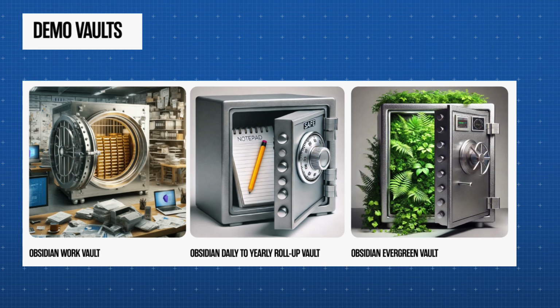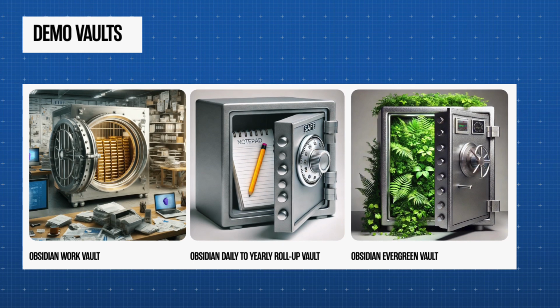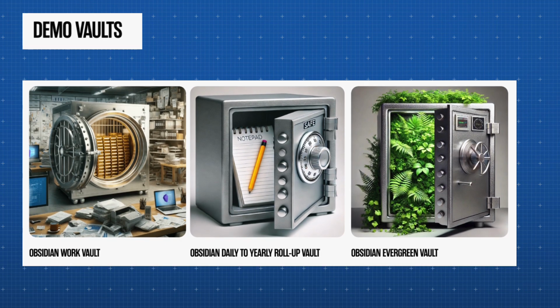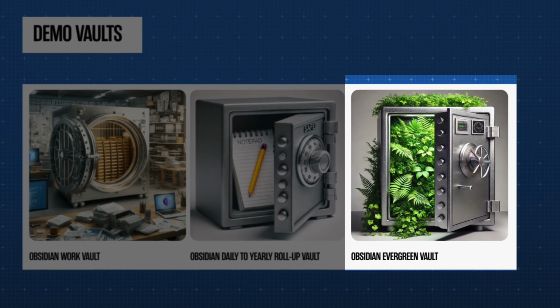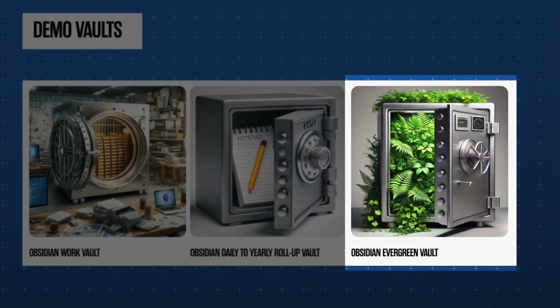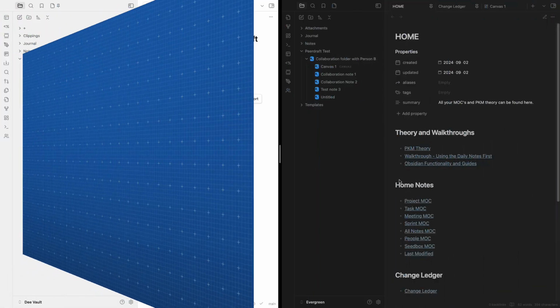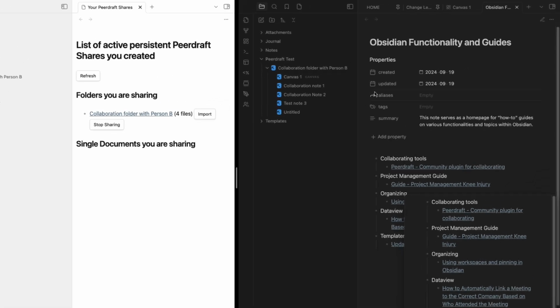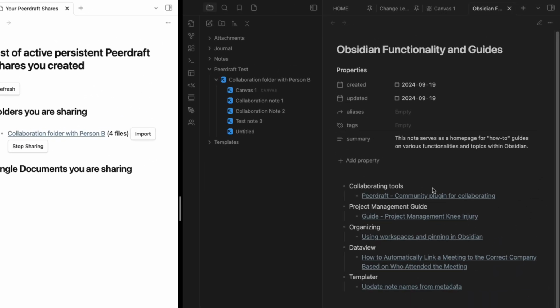So the one that I showed you today, all of these extra theories related to Peerdraft and collaboration, comes from the Evergreen Vault. That is where we have this home page and all the theory and walkthroughs. You can see in this Obsidian functionality and guides, this is where I'm going to add all the things that I spoke about in today's video. I'm going to add it as a theory note in our Evergreen Vault as well.